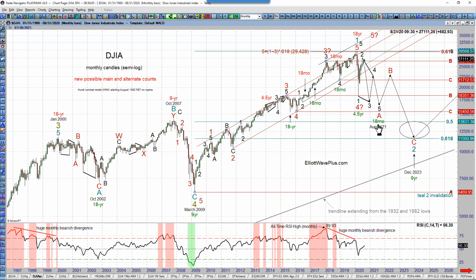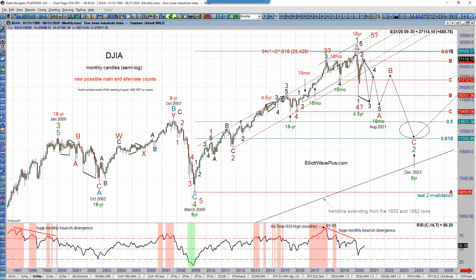There's an 18-month cycle trough due in August of 2021. There's that 9-year cycle trough due in December of 2023. So we would start with a 5-wave diagonal down, get a wave B to the upside, and then the finish of the large degree correction in December 2023.